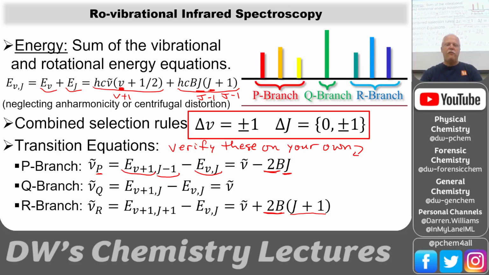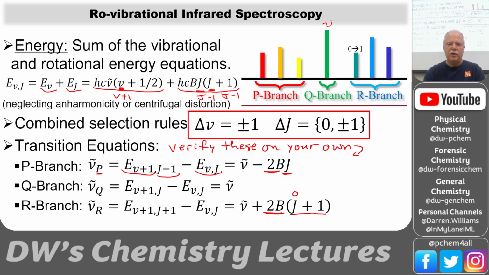So here's our Q branch and our R branch and our P branch. And so that 0 to 1 line, so if we put 0 in here for J, because that spectral line is labeled with J equals 0, then this is the vibrational frequency.